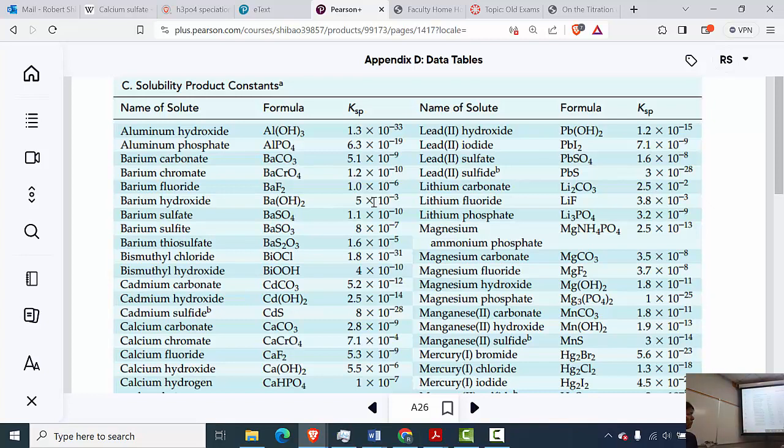well, maybe it still is. It is? Okay. Then we're okay. Then we look at magnesium phosphate, 1 times 10 to the minus 25. Well, that's orders and orders of magnitude smaller. So maybe we don't even have to do a calculation for this one.